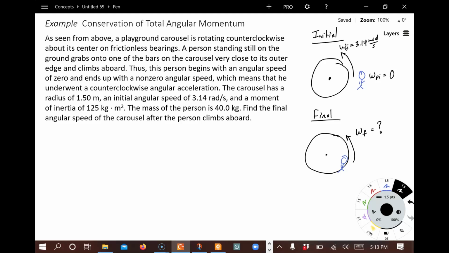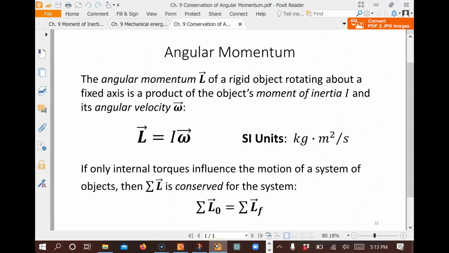Now, we're going to be able to solve this problem using conservation of angular momentum. So if we remember angular momentum, capital L, it equals the moment of inertia I times the angular velocity, omega. Now, if we have more than one object that is rotating and only internal torques influence their motion, then the total angular momentum for the system is conserved. That is, we add up all the values of L for each object in the beginning. The sum for those objects will be the same afterwards.